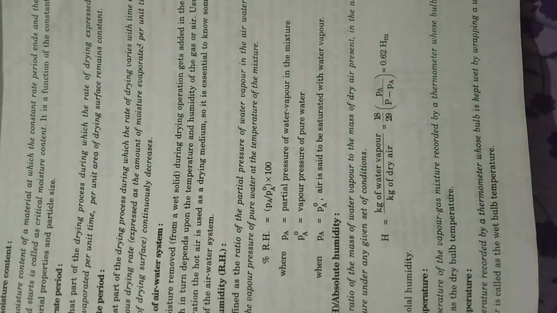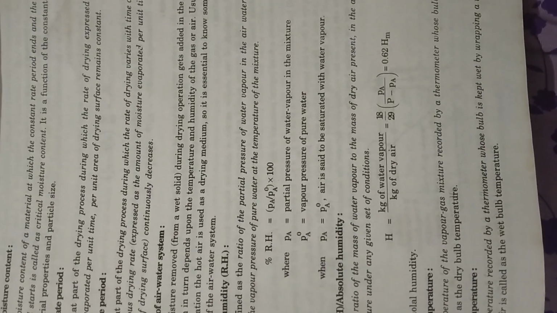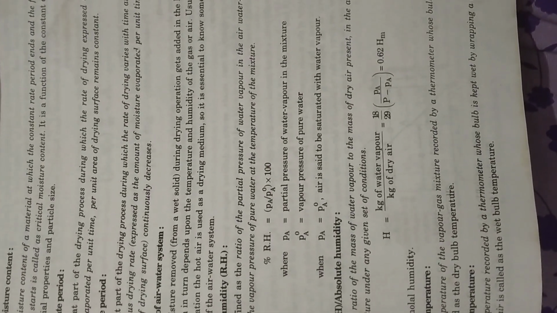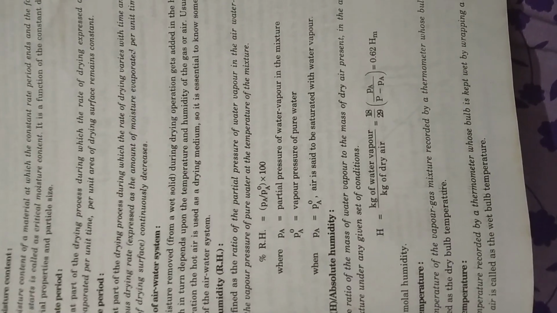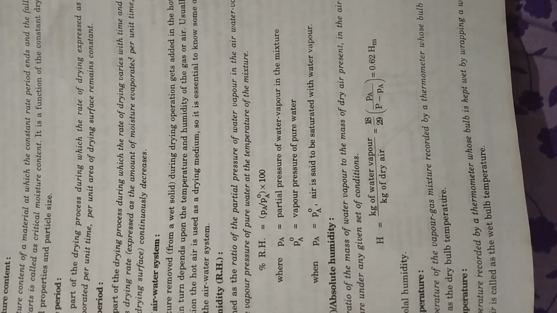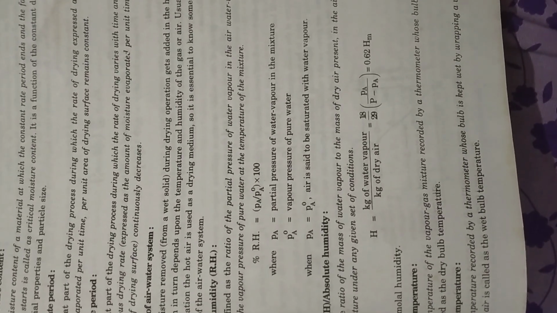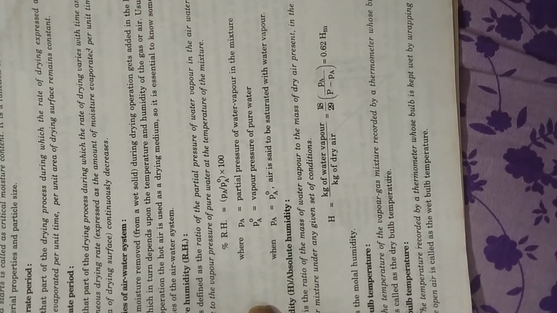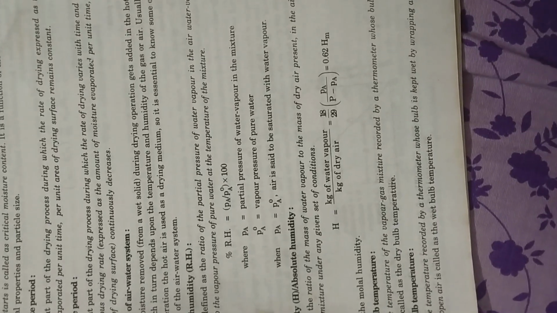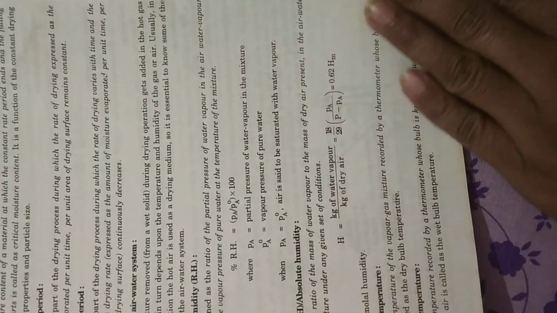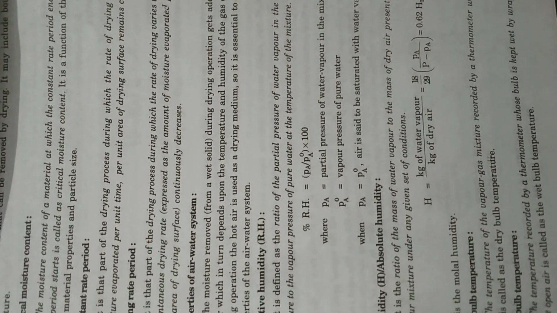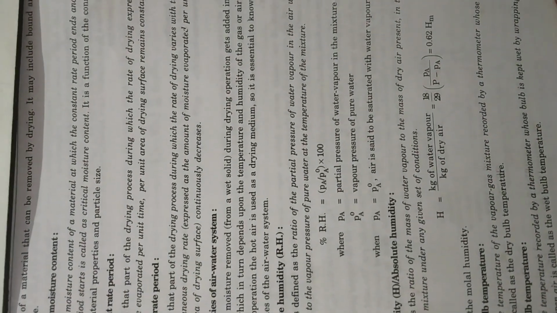Now, critical moisture content, constant rate period, falling rate period. We will see that topic in the next topic, but let's finish these two other definitions: dry bulb temperature and wet bulb temperature. The dry bulb temperature is the temperature of a vapor gas mixture recorded by a thermometer whose bulb is kept dry.